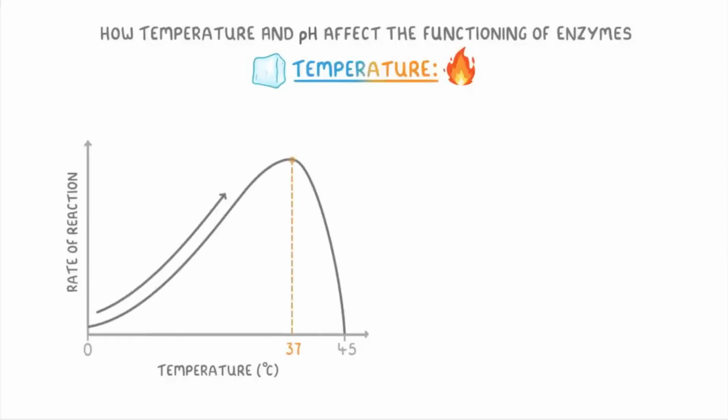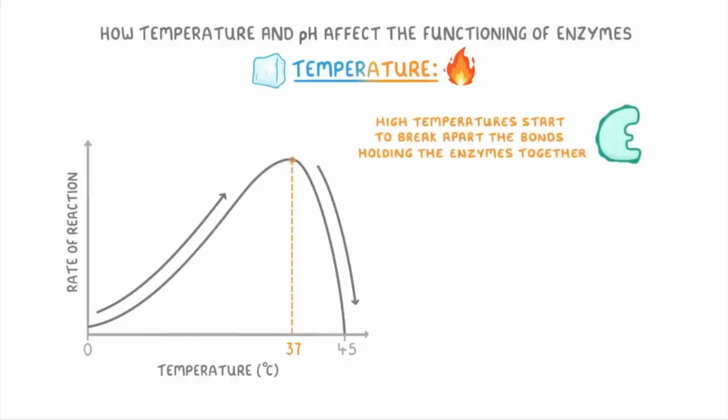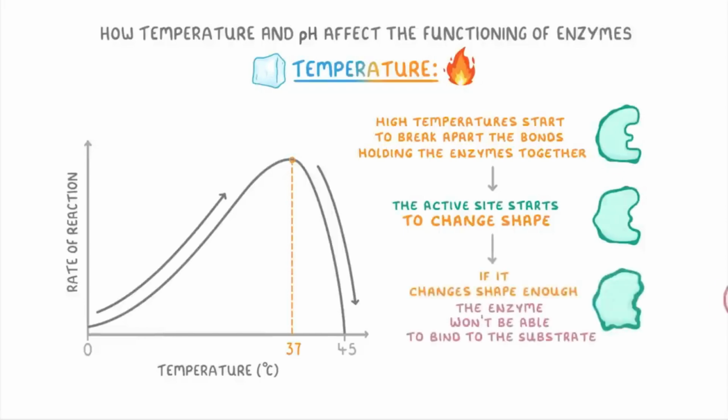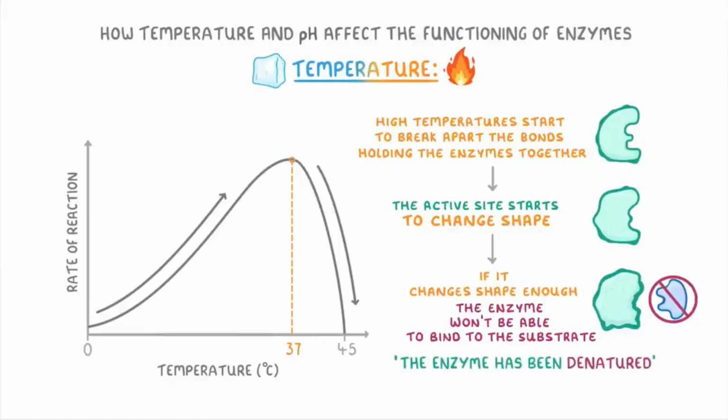After about 37 degrees though, the rate starts to drop rapidly. This is because the high temperatures start to break some of the bonds holding the enzymes together, and so the active site starts to change shape. If it changes shape enough, then the enzyme won't be able to bind to the substrate and catalyze the reaction anymore. And at that point, we say that the enzyme has been denatured.